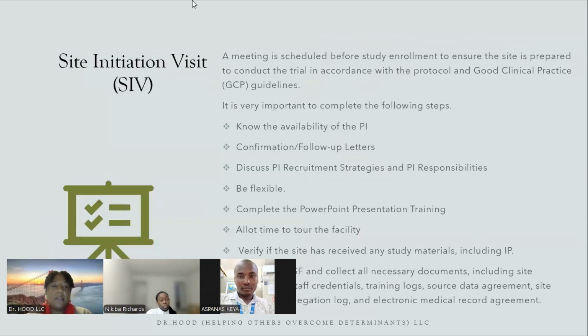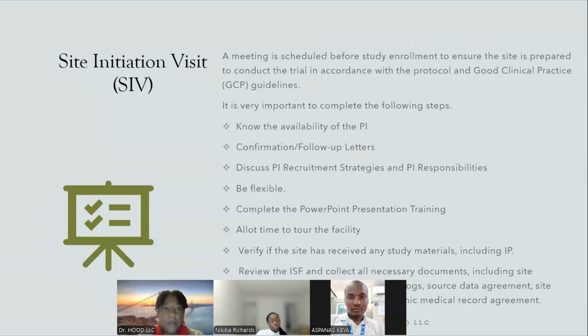Okay. Once the site has been determined by the sponsor that they can participate, then you're going to get the green light to complete the site initiation visit. And this is a meeting scheduled before study enrollment to ensure the site is prepared to conduct the trial in accordance with the protocol and good clinical practice guidelines. So, what do I want to make sure of? I want to know the PI's availability.